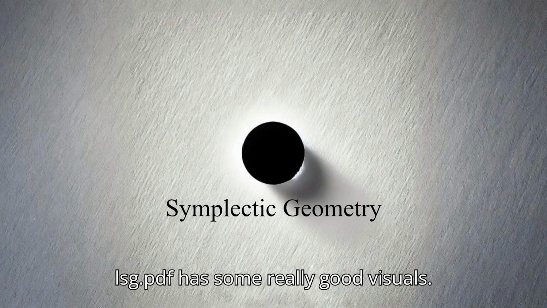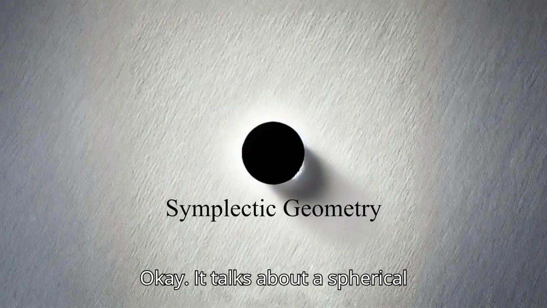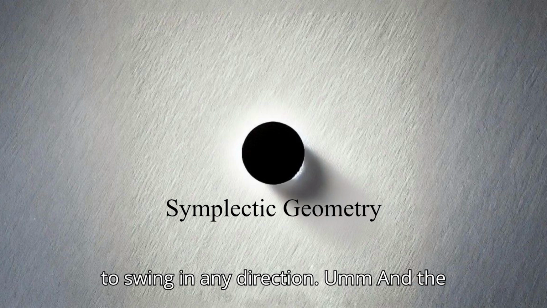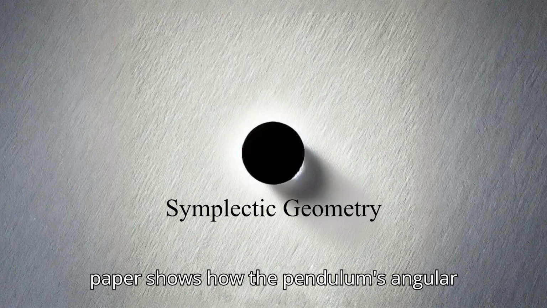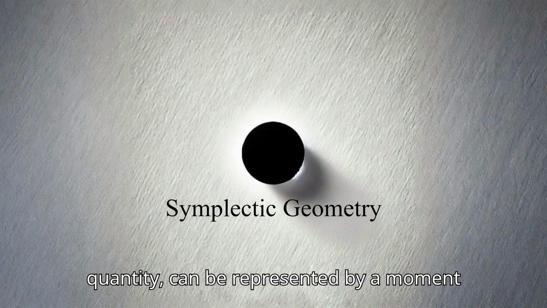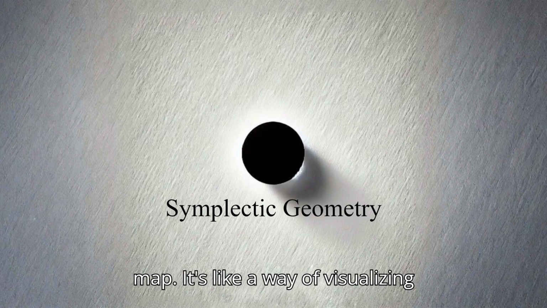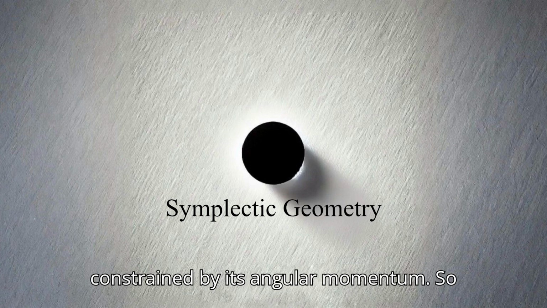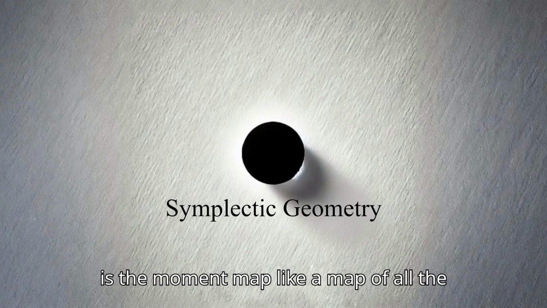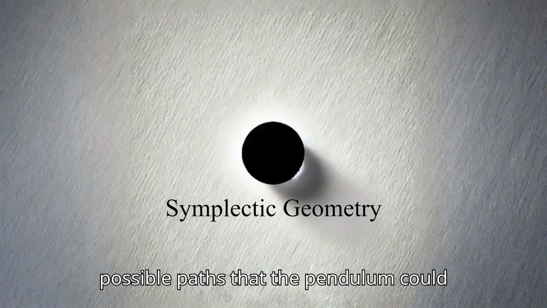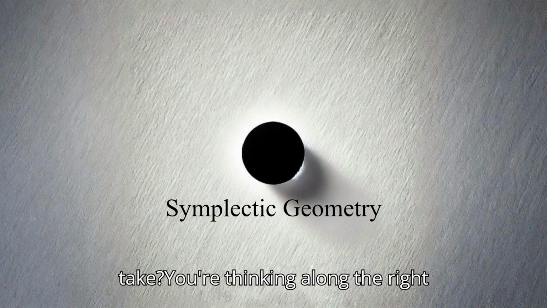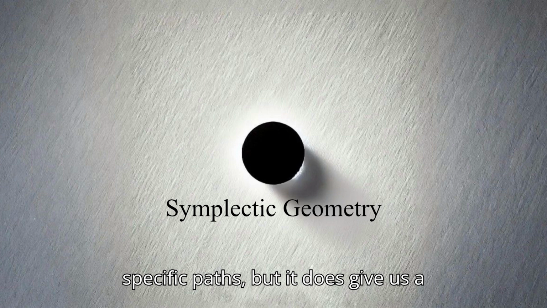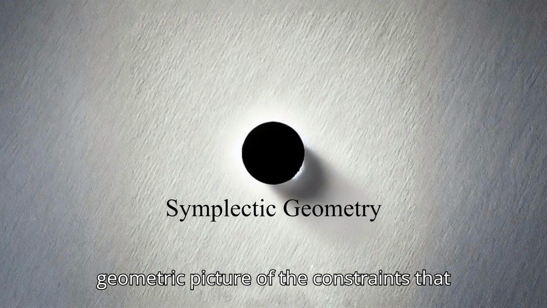Well, LSG.pdf has some really good visuals. It talks about a spherical pendulum. Spherical pendulum. Yeah, like a regular pendulum, but it's free to swing in any direction. And the paper shows how the pendulum's angular momentum, which is another conserved quantity, can be represented by a moment map. It's like a way of visualizing how the pendulum's motion is actually constrained by its angular momentum. So is the moment map like a map of all the possible paths that the pendulum could take? You're thinking along the right lines. The moment map doesn't show the specific paths, but it does give us a geometric picture of the constraints that are acting on the system.